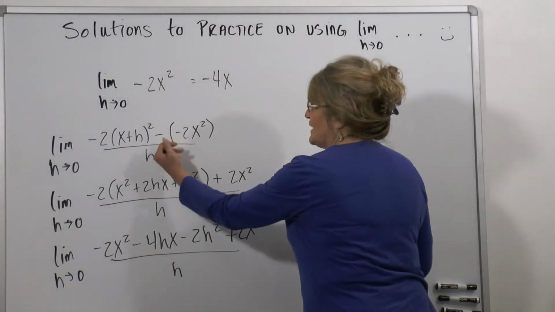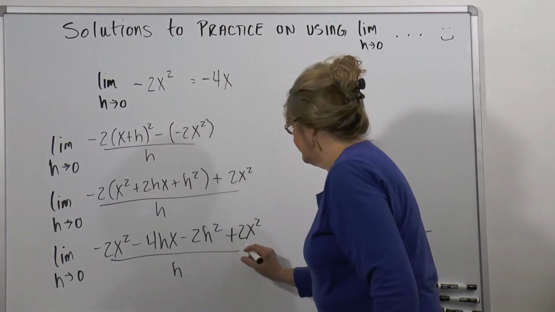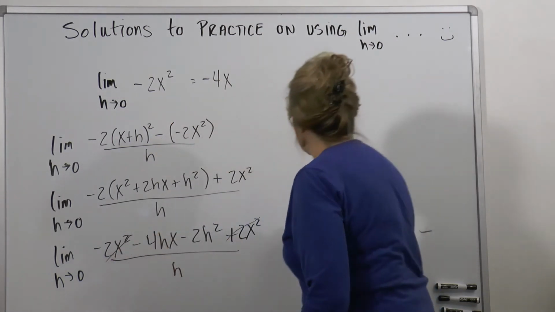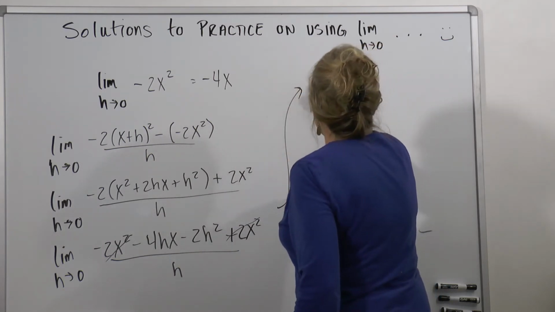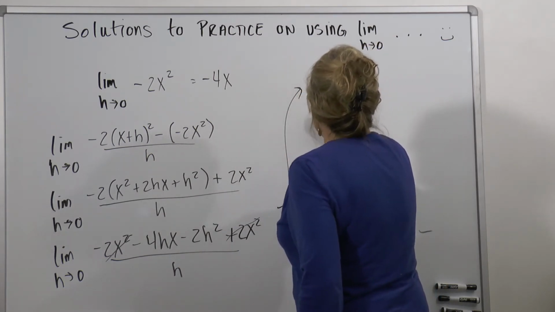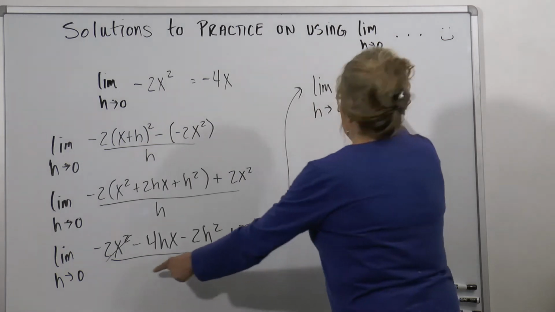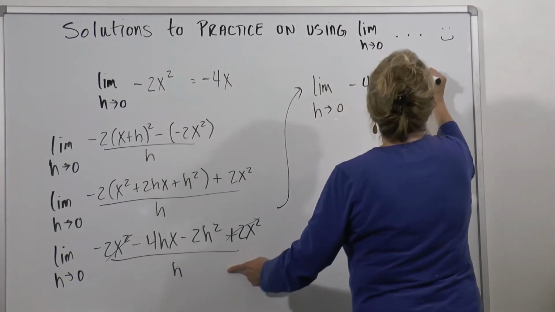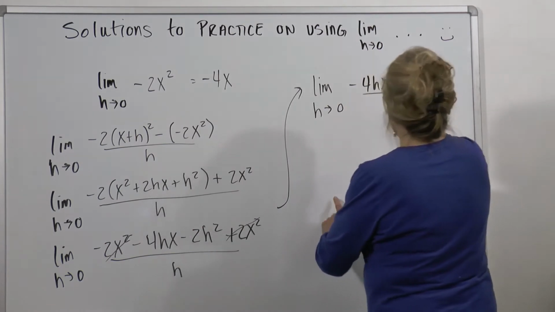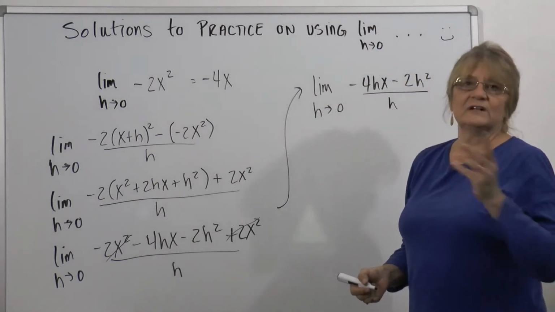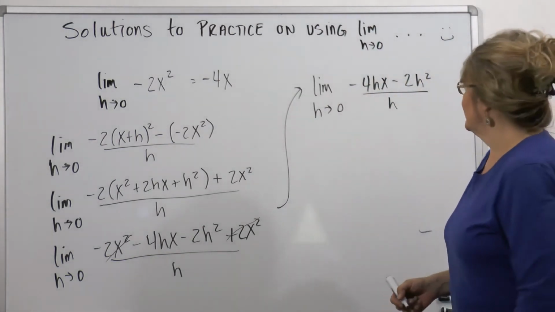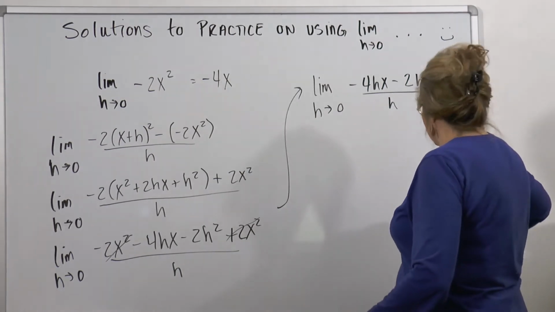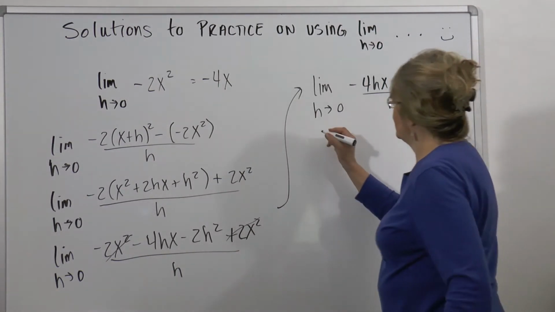Anything that came after this minus sign should cancel, and it does. So that's a good thing. So we have our limit as h goes to 0 of negative 4hx minus 2h squared over h. I mean, these are tedious. Once you've seen a bunch of them, you just feel like you could cut to the chase and factor the h out.